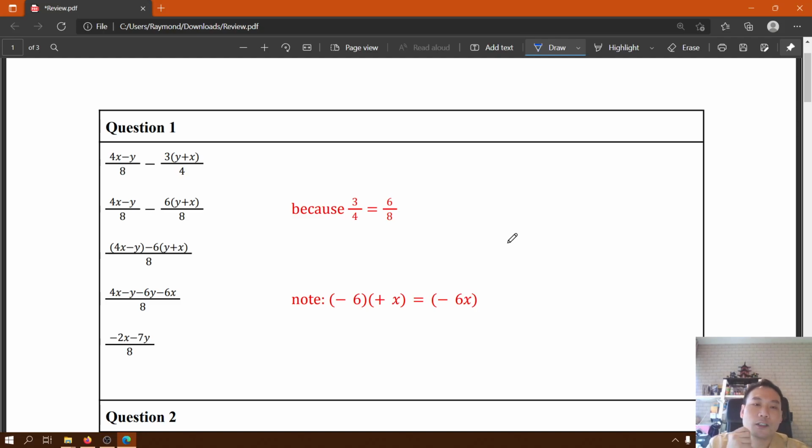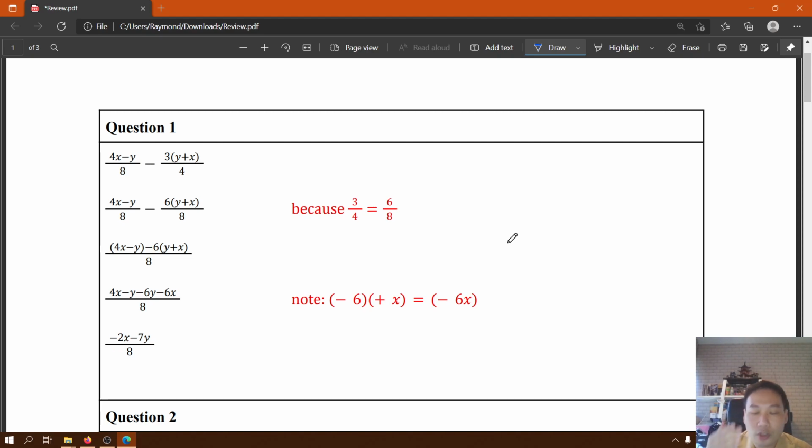Hello students. Over here we are trying to review the diagnostic test that I've given you physically in class, right? So let's take a look at these questions and try to understand some of the key learning points that we need to take note of when we are trying to solve this type of questions, all right?